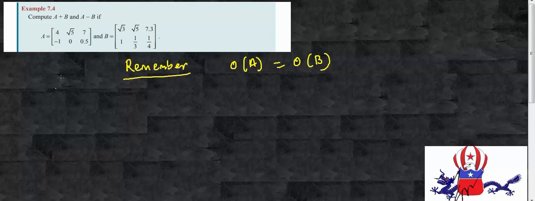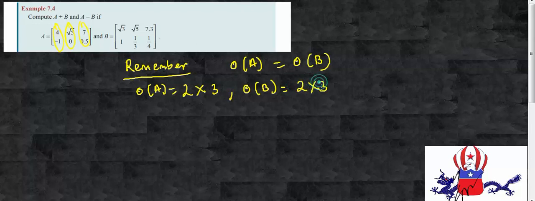But in this case, the order of A is 2 rows and 3 columns, so 2 by 3, and the order of matrix B is the same, 2 by 3. So addition and subtraction can be performed. So I'm going to show you how this operation is done. So we have matrix A and matrix B. They are asking us to find A plus B.